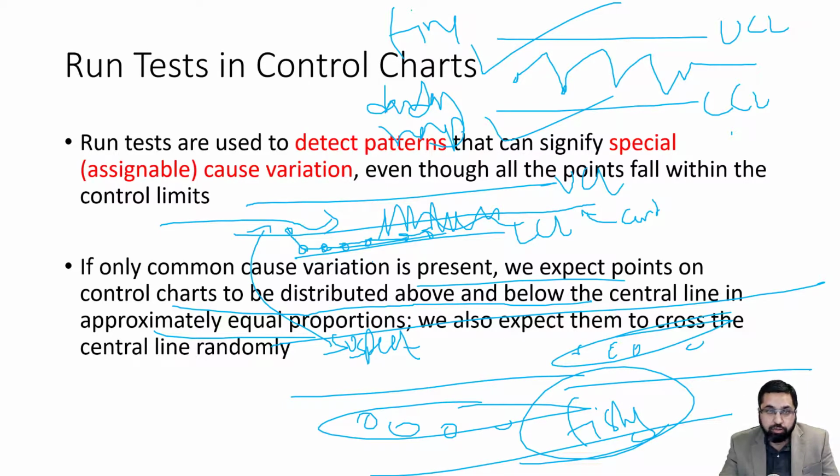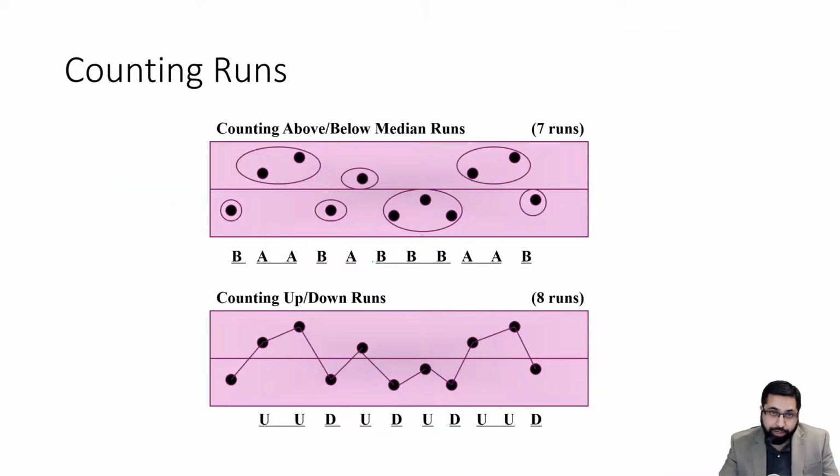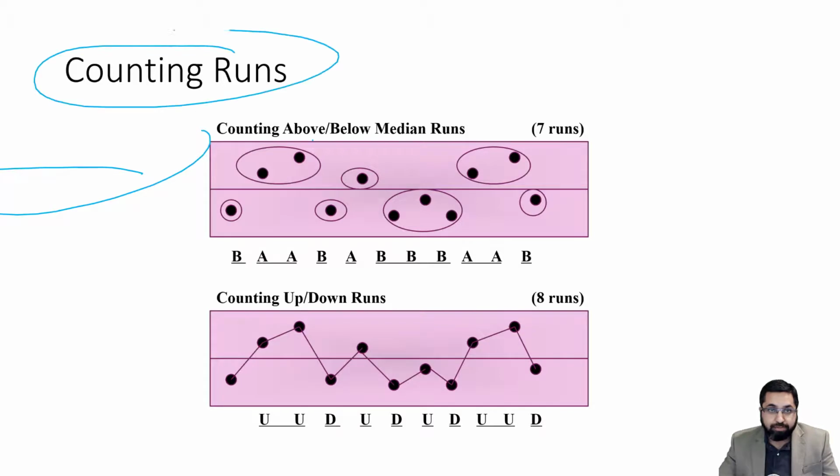So how do we detect those patterns? Well, there are various ways. I'm going to show you two ways to detect these patterns. One is called median runs, or above-below median runs, and one is called up-down runs. That can detect patterns. So what is median runs?